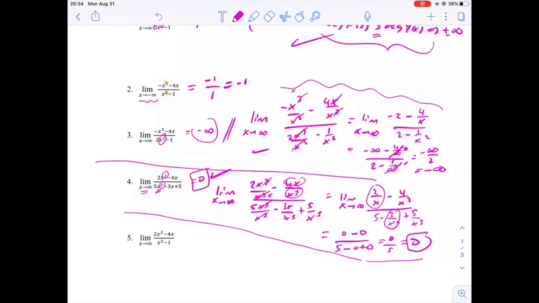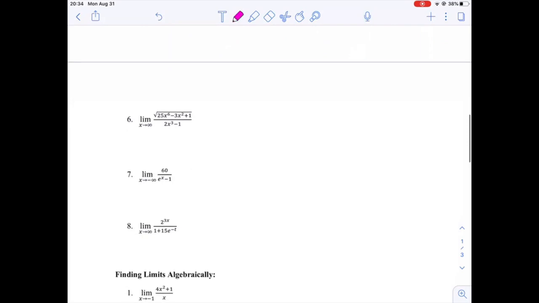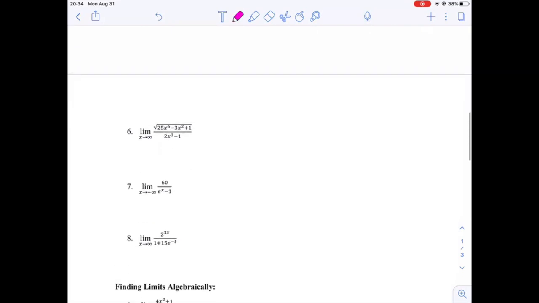Now let's do problem 5. As you can see, degree of the numerator is 2, degree of the denominator is 2, and the coefficients are 2 and 1. 2 over 1 is 2. Now sometimes we have expressions like this. We have a square root. What should we do in this case? So in this case, it's better to divide by x with the highest power from the denominator. Or if you want to apply the rules, what should we do?